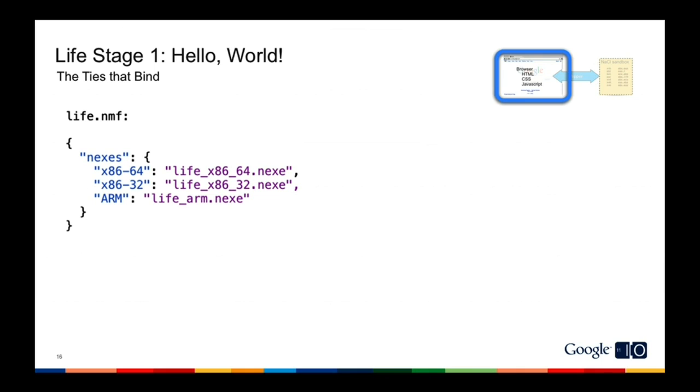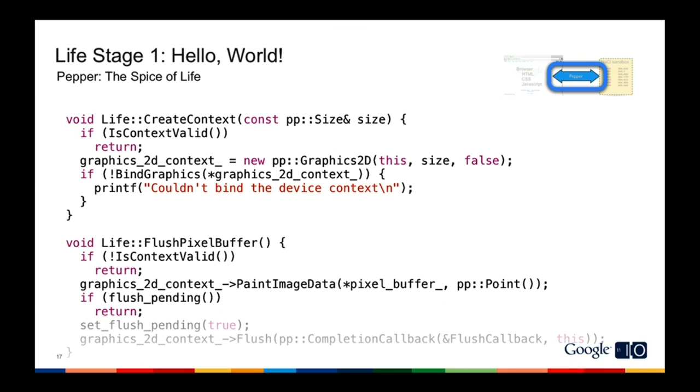This is the NMF file. It's just a little piece of JSON, and it says I want to map x86-64 architecture to this specific nexe, x86-32, the other one, and so on. So this goes into the runtime. The runtime knows how to figure out what kind of CPU architecture you're actually running on, and then it makes a request for the specific nexe it needs to run. That's how we gain our platform independence, right? So yes, you have to build a nexe for each architecture you want to run on today, but we do our best to make that all invisible to the user.